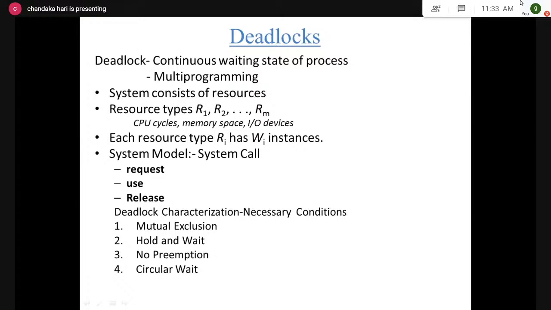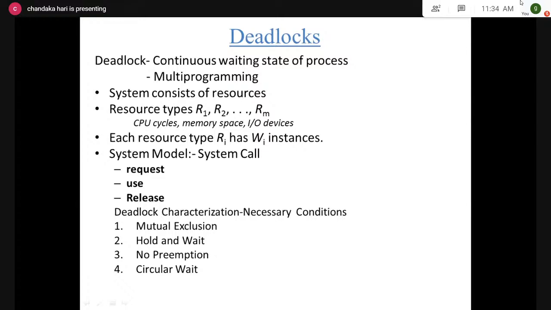Now process P1 holds a lock on the tape drive and is waiting for the printer that is already held by P2. Similarly, P2 is holding the printer and waiting for the lock held by P1 on the tape drive. Then both processes are not allowed to continue the execution. Hence, this situation is called a deadlock, and this kind is called deadlock with different resource type. Simply, a one-line answer for deadlock: a continuous waiting state of a process is known as deadlock.